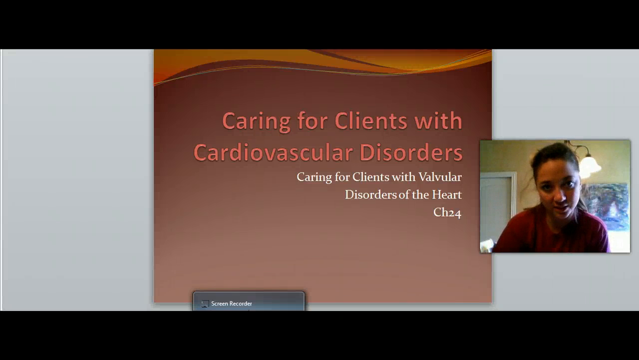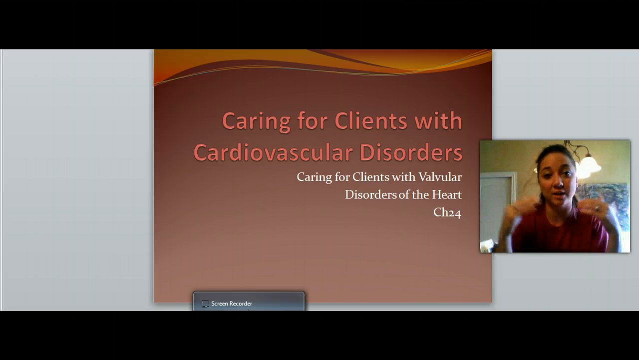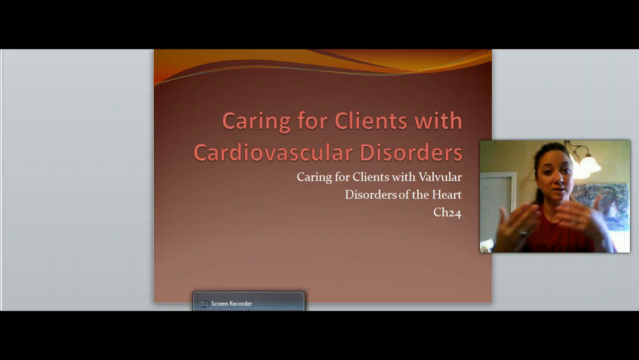Okay. Valvular disorders. When we talk about valvular disorders, we're talking about those valves that are in between the different chambers within the heart and the ones that lead out to the lungs, the one that leads out to the rest of the body through the aorta.